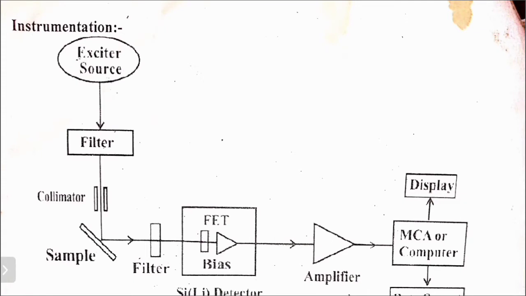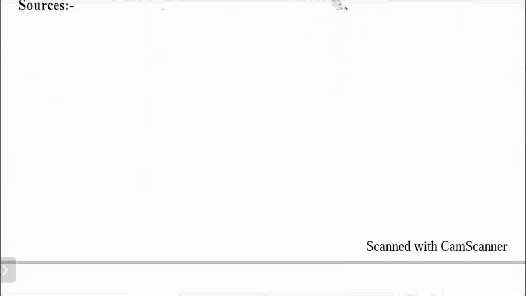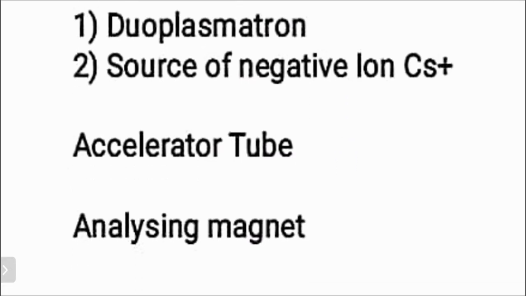Welcome back. So in the previous lecture we have seen the basic principle and instrumentation of the PIXE technique. In this lecture we are going to see the various sources, the accelerator tube, the analyzing magnet, and the various components that are present in the instrument of PIXE. Okay. So the first component is the source.